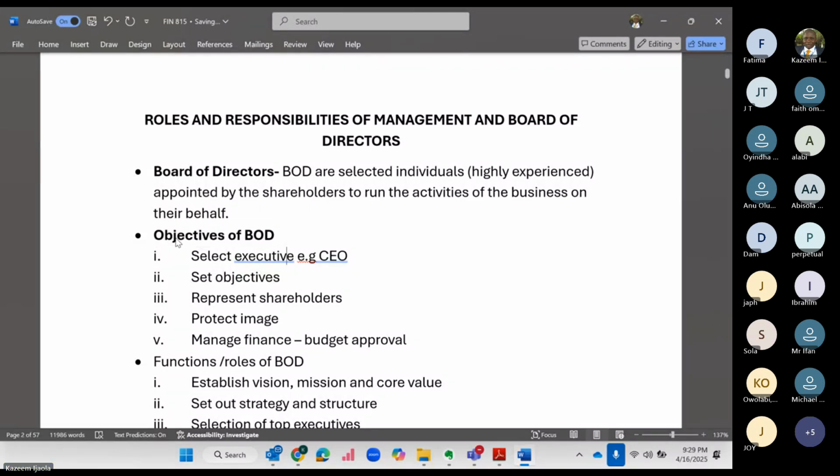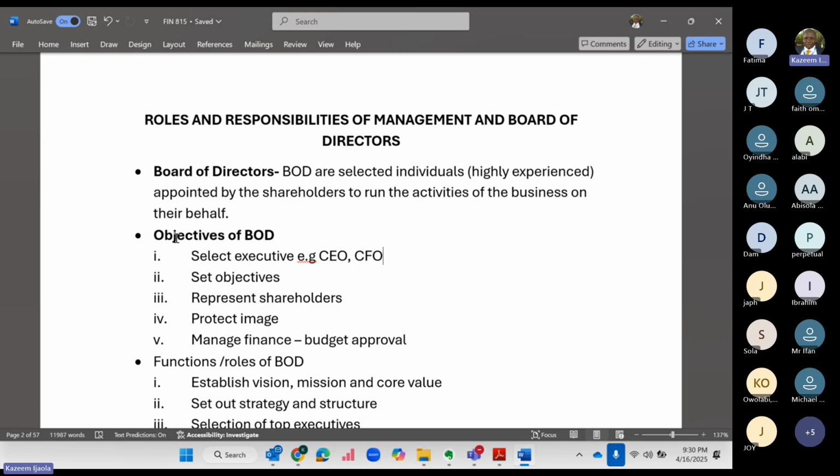Number one is that the directors are responsible for selecting who to run the business. Executives. Directors are the ones that appoint the CEO. They appoint the CFO. All those top-line roles. It is the directors that ratify those appointments. So the number one objective of directors is to appoint the CEO, CFO.